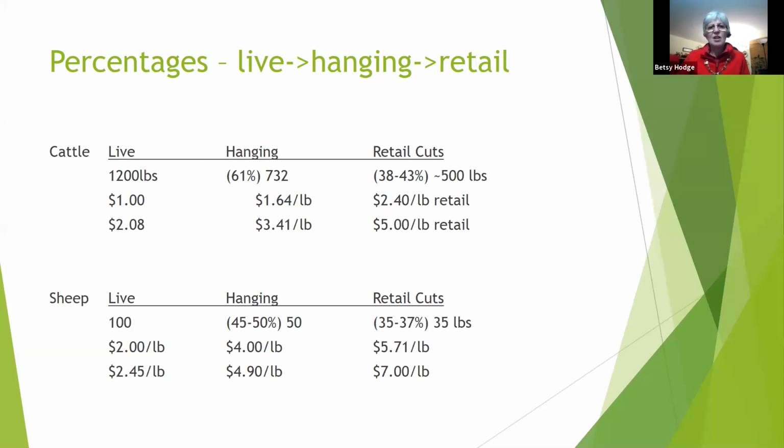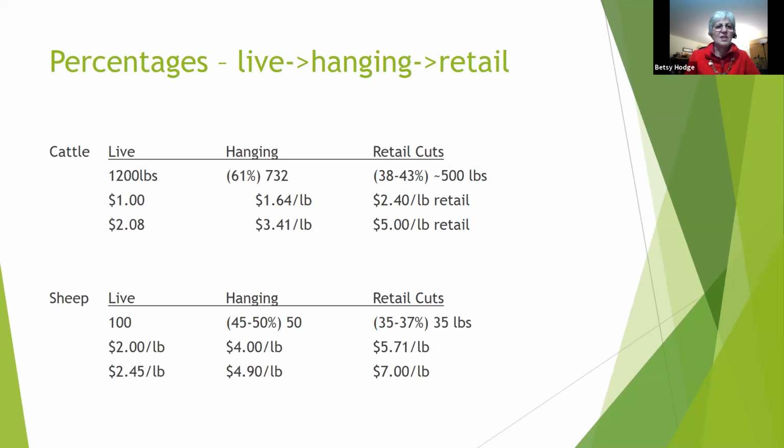But that's not all retail cuts. There's quite a few bones in there. So retail cuts would be around 40%, so about 500 pounds of meat from a 1,200-pound steer. And that's going to vary a little depending on the type of steer. It could be thinner or heavier, well-muscled or less muscled, but that gives you an idea.